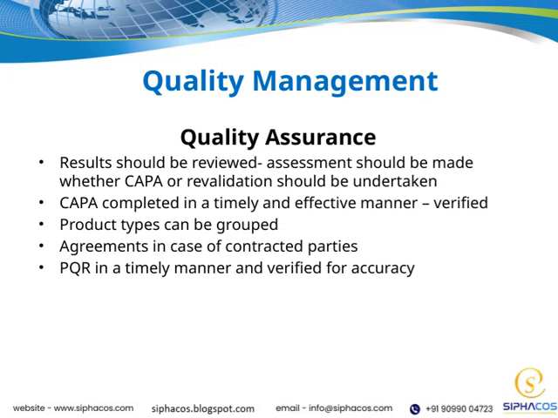Let's now talk about quality assurance. After completing a process or production batch, it's essential to review the results thoroughly. This review helps us determine whether we need to implement a corrective and preventive action, or CAPA, or if revalidation is necessary to ensure ongoing compliance and quality. It's important that any CAPA is completed in a timely and effective manner, and of course, we verify that these actions have actually addressed the issues. Additionally, product types can often be grouped to streamline our review processes, making it easier to apply consistent quality checks across similar products.